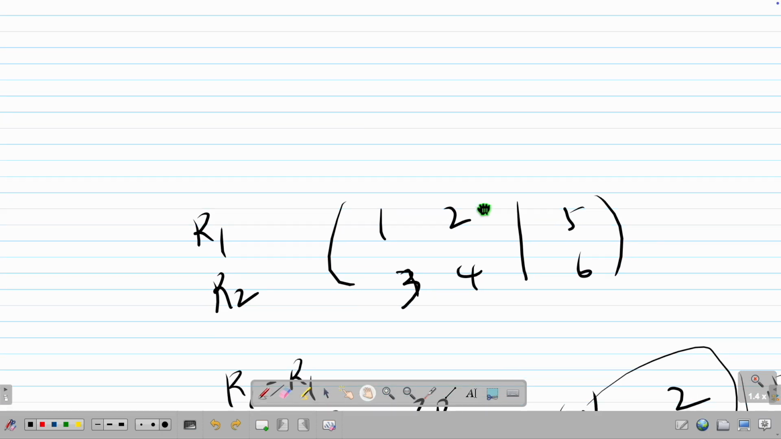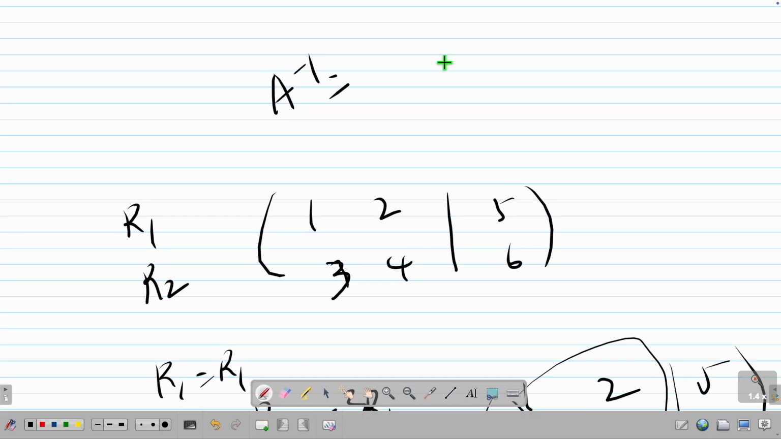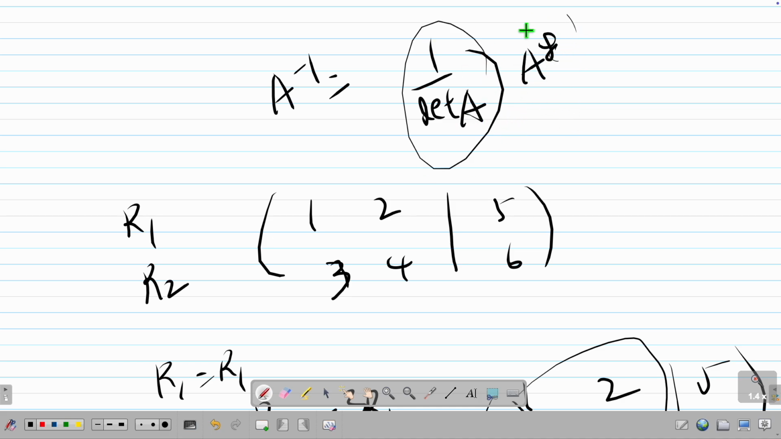What about the second way? I have this. The inverse of matrix A will be 1 over the determinant of A, times the cofactor of A. I write it like this, okay. Then you may wonder, what the heck is this? What the heck is this? Now I'm going to talk about this.